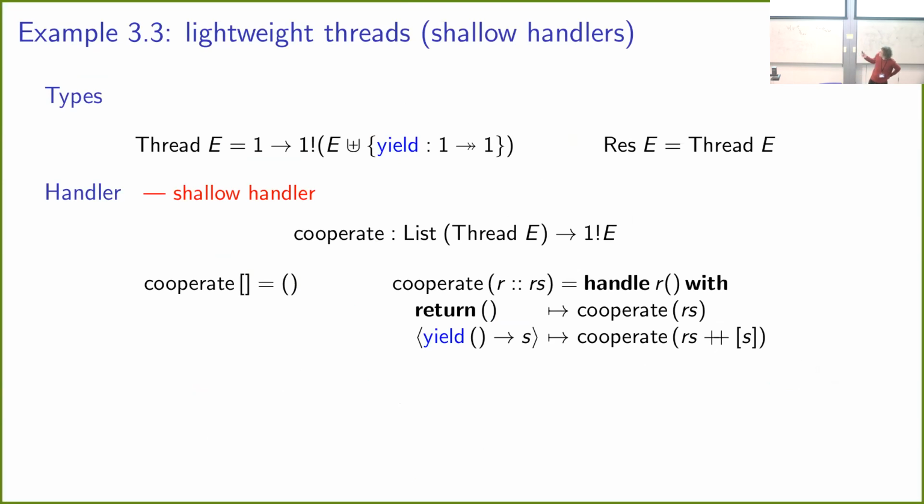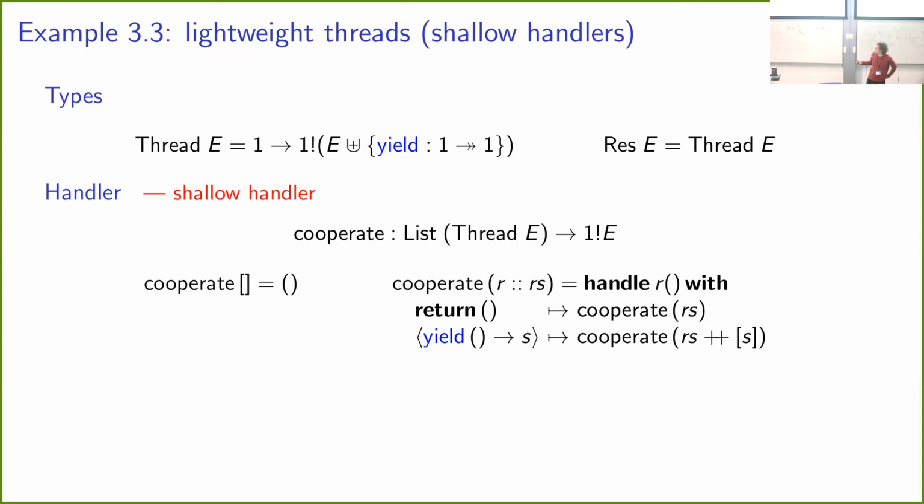I want to show you shallow handlers because this example looks cleaner as shallow handlers. So shallow handlers are very similar to our deep handlers, except the resumption does not wrap the handler around its body, which means you have to do that yourself. But in this case, that made things easier. But the crucial difference you'll see is that I've now defined cooperate directly as a recursive function.